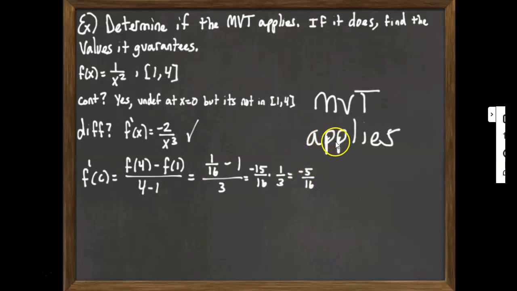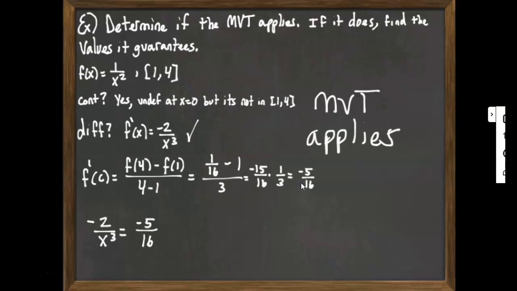The mean value theorem applies, so we're guaranteed there has to be some place in the interval 1, 4 where negative 5/16 is the slope of the tangent line. And so now we just solve. When is the derivative here equal to negative 5/16? So when is negative 2 over x cubed equal to negative 5/16?